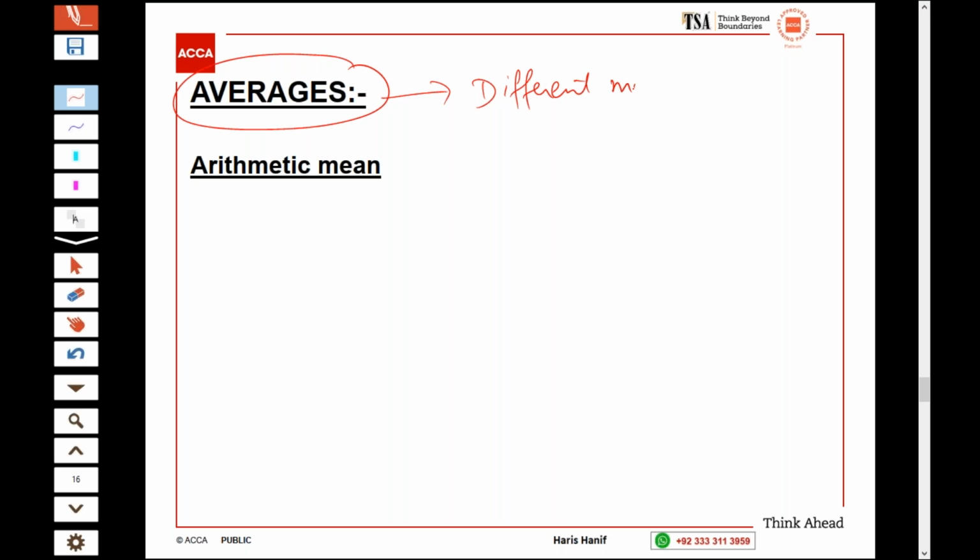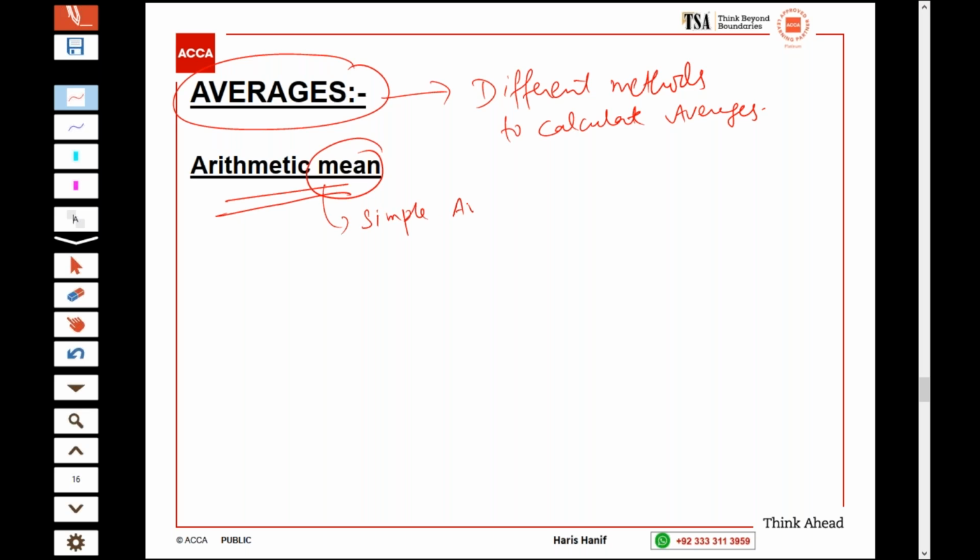There are different methods to calculate averages. Number one is the arithmetic mean. What is arithmetic mean? It means a simple average, where you calculate the sum of all values divided by the number of values.